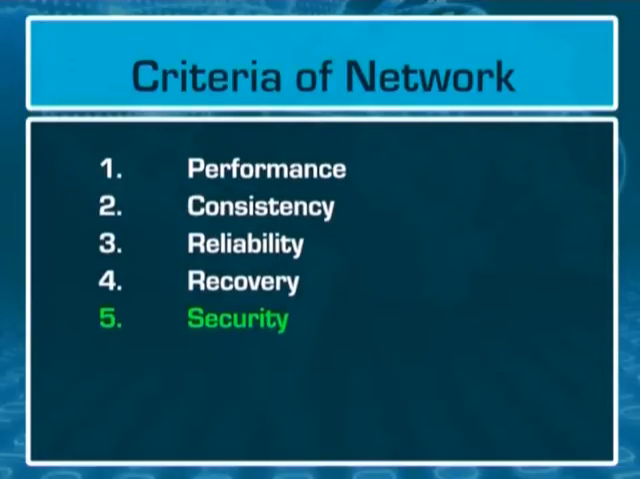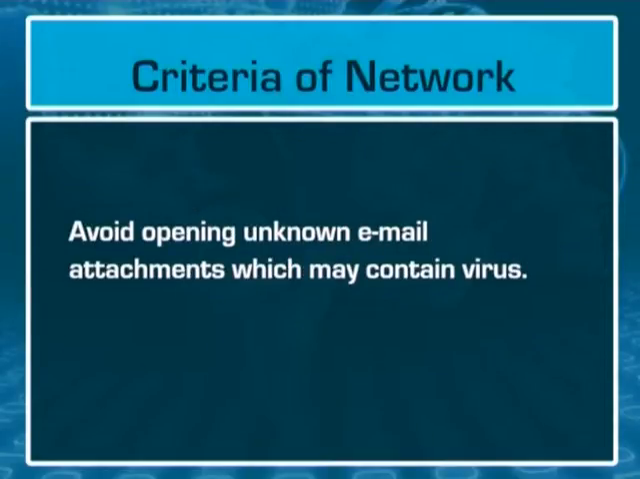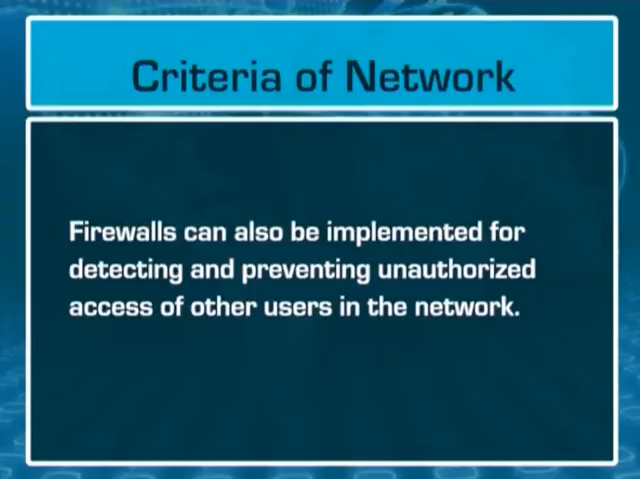Number 5, security. Security of the network is considered the most important aspect for improving network performance. The network security may be affected due to viruses and unauthorized access by other users. To provide network security, avoid opening unknown email attachments, which may contain viruses. Use antivirus software for securing the systems from viruses. Firewalls can be implemented for detecting and preventing unauthorized access by other users in the network.